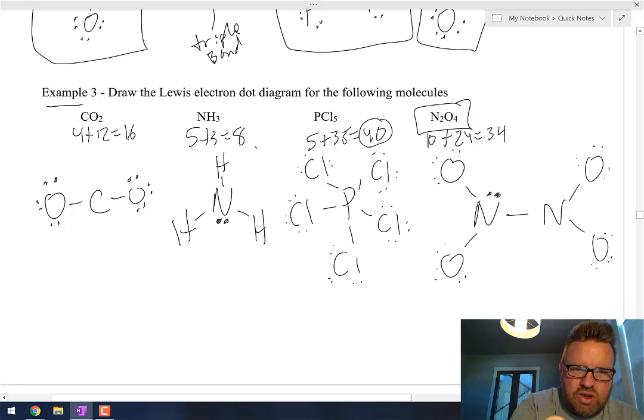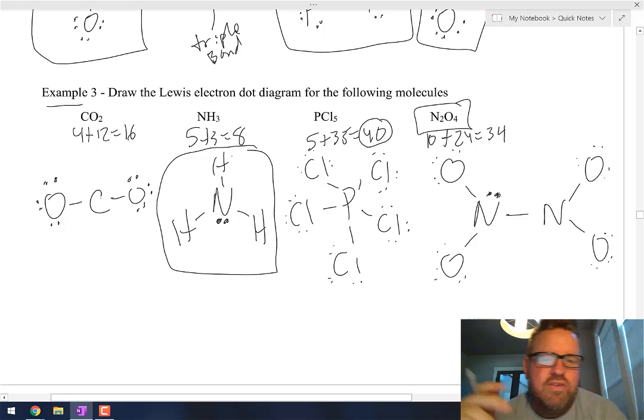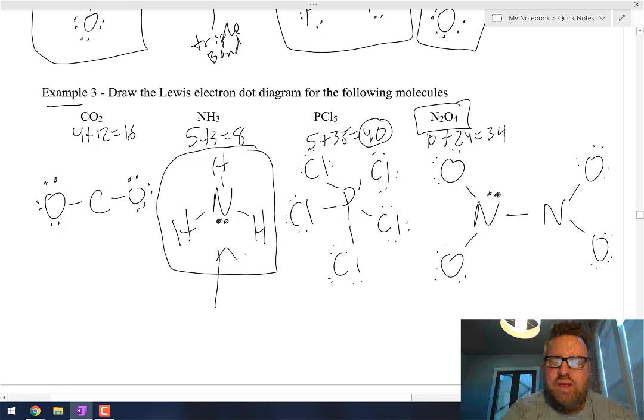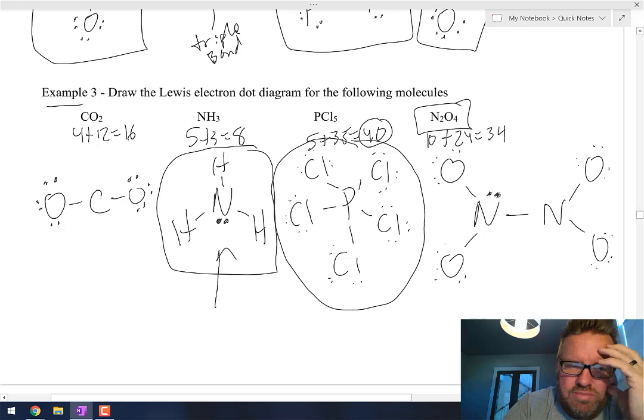I'm just going to go through these real quickly. This one already has 8. The nitrogen has 2, 4, 6, 8. That NH3 molecule is done. That is the Lewis electron dot diagram of ammonia, if you ever use ammonia in your house. The chemical formula of ammonia is NH3. PCl5, that phosphorus has 2, 4, 6, 8, 10. It has more than 8, so we're done. That one is complete.